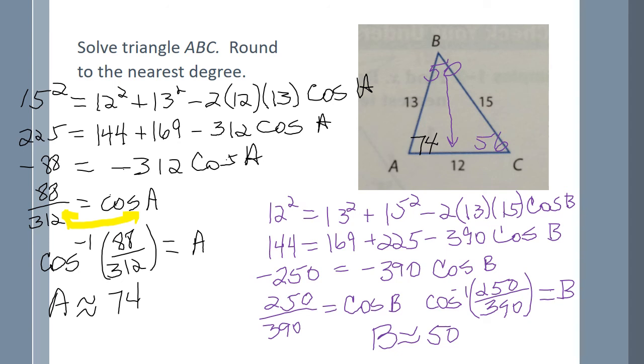And a good way to check your answers is take a look. The biggest angle should be across from the biggest side. The smallest angle is across from the smallest side. So that's how you know all your numbers should be in pretty good shape.